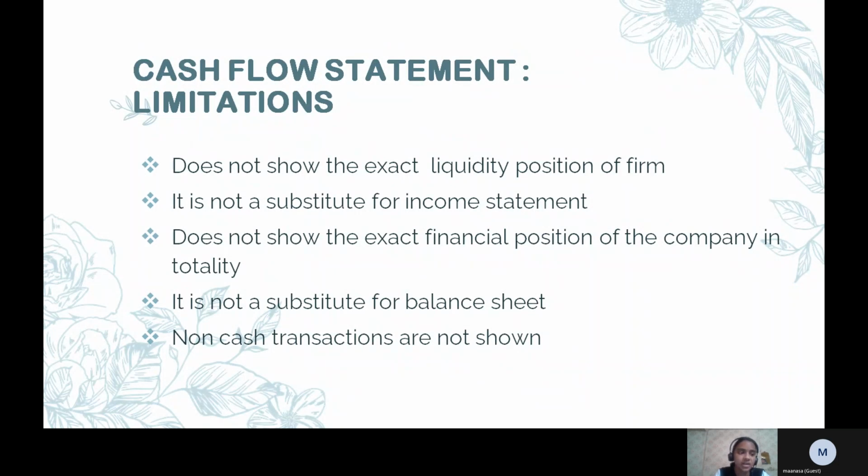Not a substitute for balance sheet. It is not a substitute for balance sheet because it does not show the financial position of the company. Assessment of liquidity. Liquidity of the enterprise cannot be determined by the cash flow statement alone because it depends on other factors like current assets, current liabilities, and cash equivalents is one of the most important components of the current assets. Accuracy of the cash flow statement. It is prepared from the financial statements. If the financial statements are not prepared properly and they are incorrect, cash flow statements will also be incorrect.